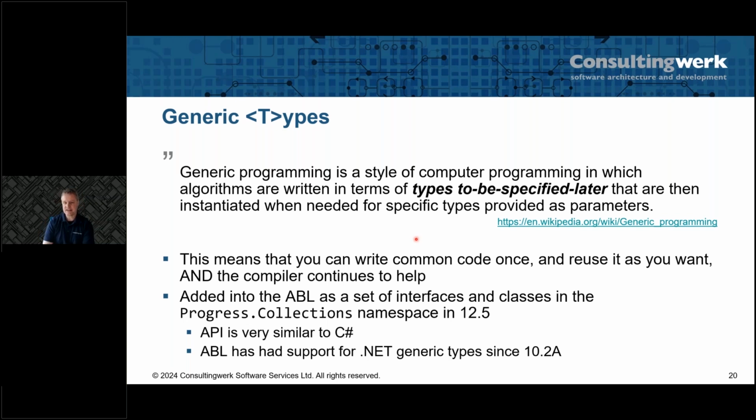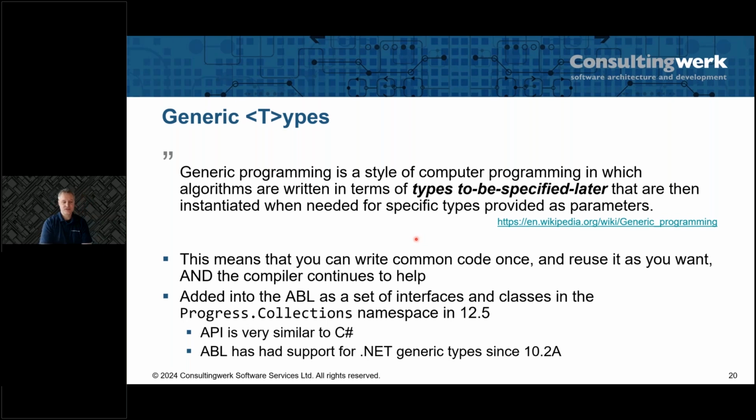You are guaranteed that if you've got a list of string types, there are only going to be string types in there, and the compiler can help you with that, and it helps you with making some of your code a little cleaner. Removes a bunch of cast statements potentially. So this functionality was started being added into the AVM or the ABL in 12.5. There's a Progress.Collections namespace. The API looks a lot like the C# one as opposed to the Java one, which are slightly different.